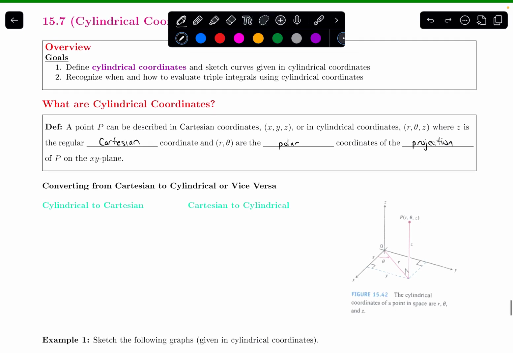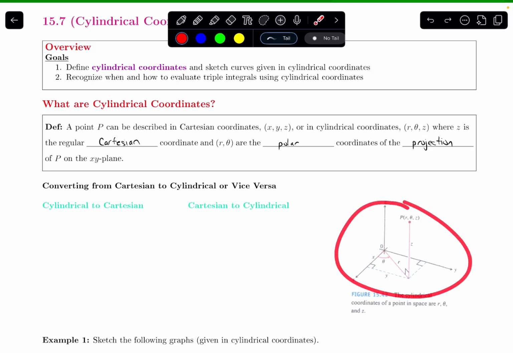So visually, if I have this point, z is just this vertical distance to the xy plane like we're used to. And then if I look at this point down here, that's the projection. R is the distance from the origin to that projection. And then theta is like normal. It's the angle from the positive x-axis to this line. That's theta. Okay, so based on this, I can write equations to go from cylindrical to Cartesian or vice versa.